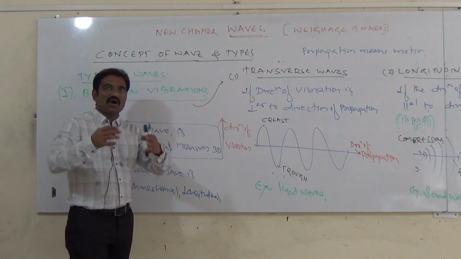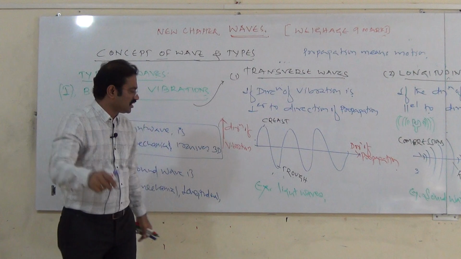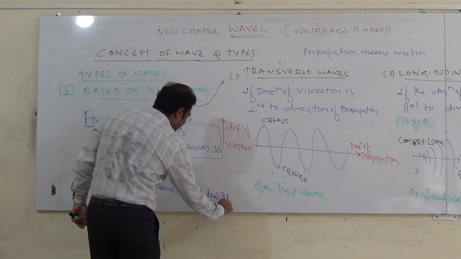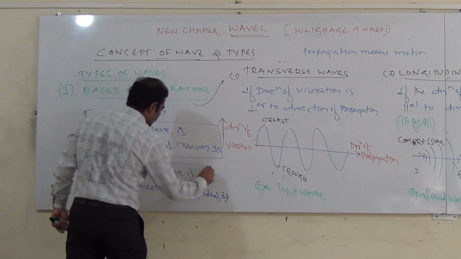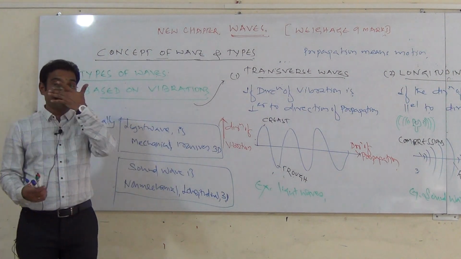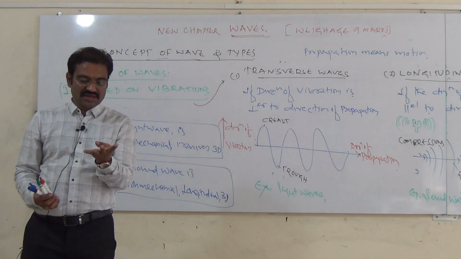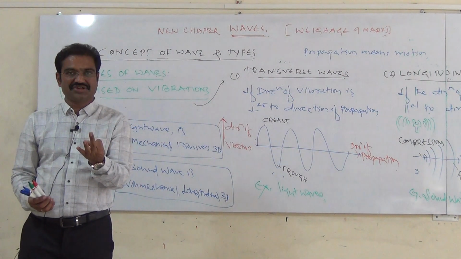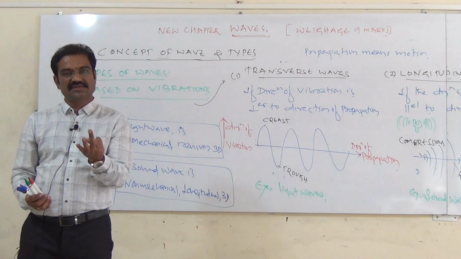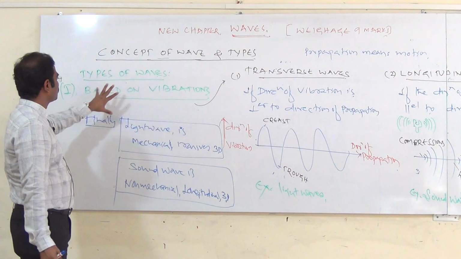And in how many directions? One direction, two directions? Sound propagates in all the directions, therefore 3D. So, this is about sound waves. If they ask about one wave, we have to mention all three: based on the medium, based on the type of vibration, and based on the direction. We have to write all these things.